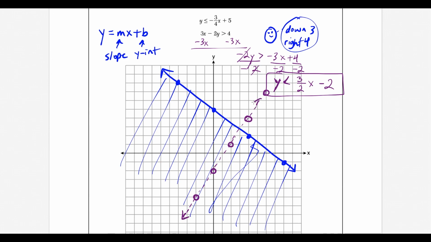And now I'm going to shade everything under this line. Of course it was continuing here like this, so I could put my arrow at this end or the other end. But now I'm shading everything under this line as well. So here is the next solution set here.